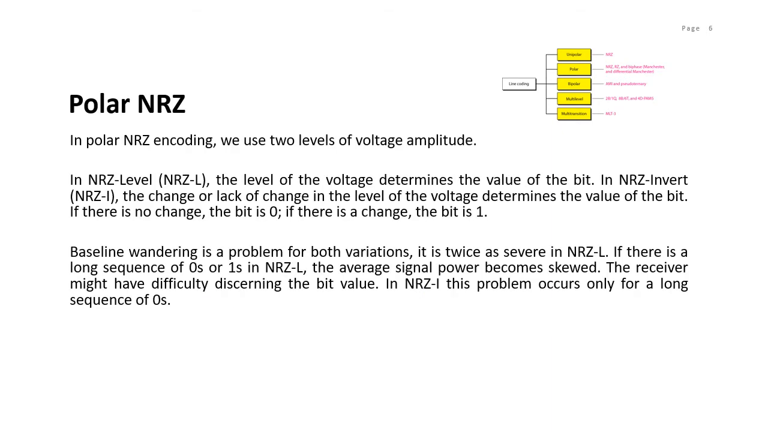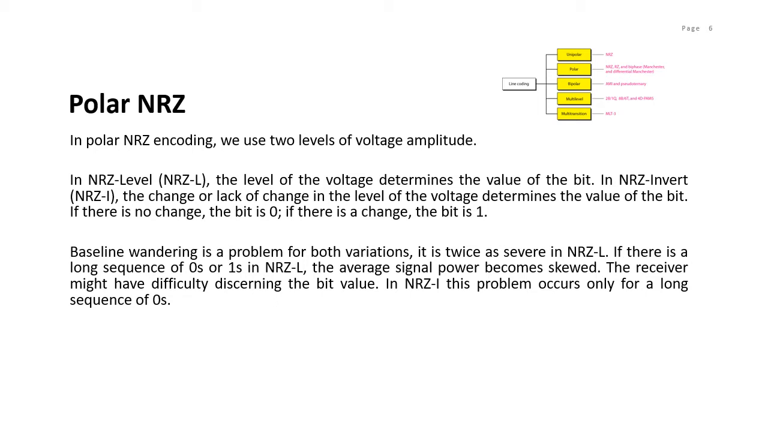In polar schemes, the voltages are on both sides of the time axis. For example, the voltage level for 0 can be positive and the voltage level for 1 can be negative. So in polar NRZ encoding, we use 2 levels of voltage amplitude. And in polar NRZ, we have 2 types. We have NRZ level and also NRZ invert. In NRZ level, or NRZ-L, the level of the voltage determines the value of the bit. Whereas in NRZ-I, the change or lack of change in the level of the voltage determines the value of the bit. Meaning that if there is no change, the bit is 0, and if there is a change, the bit is 1.